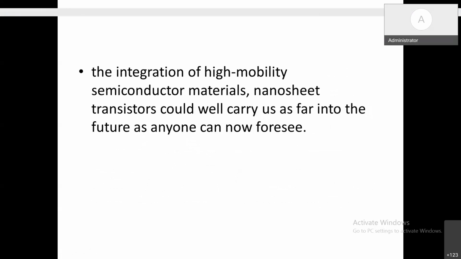So finally, I conclude that the integration of high mobility semiconductor materials and nano transistors could well carry us as far into the future as anyone can foresee. Thank you.